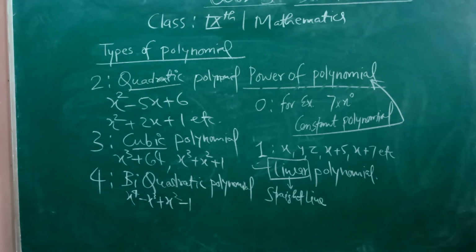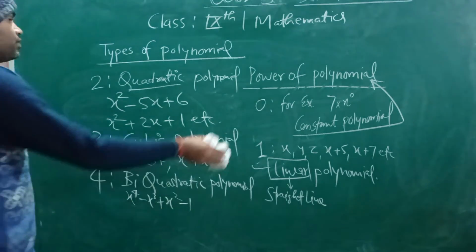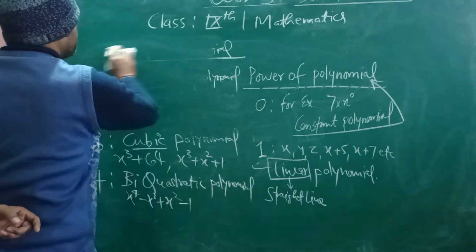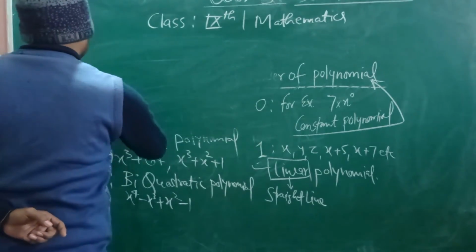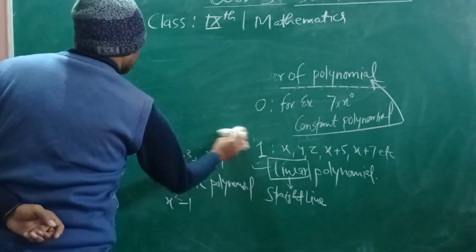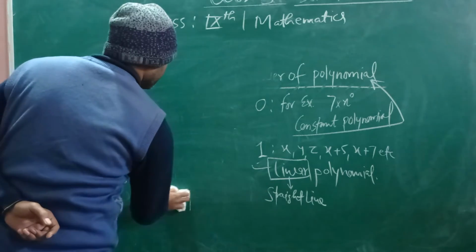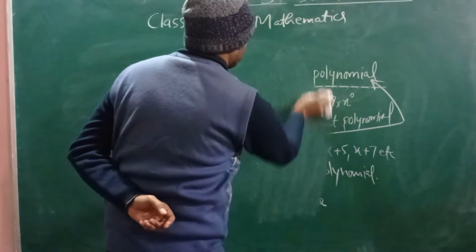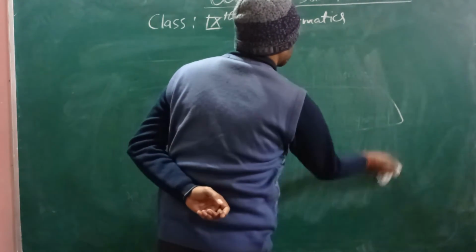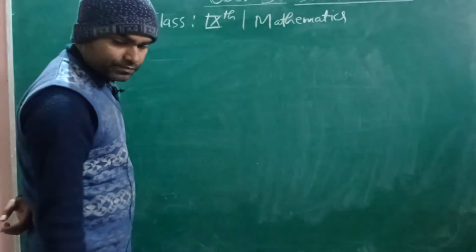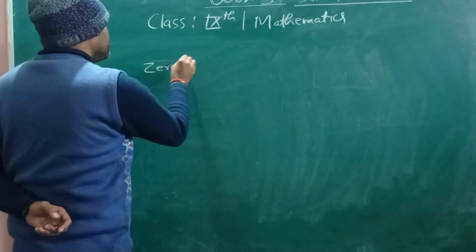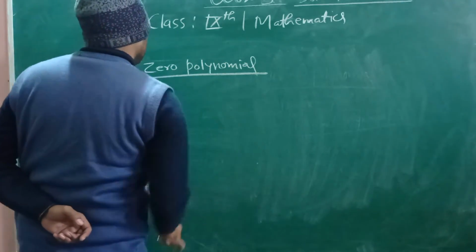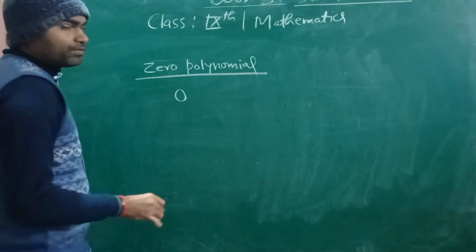Now, one question arises: the power of constant polynomial is 0, and what will be the power for the zero polynomial? Think about it. What will be the power for zero polynomial? Zero polynomial is nothing but simply a zero.